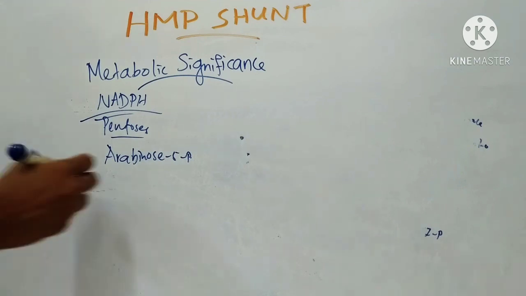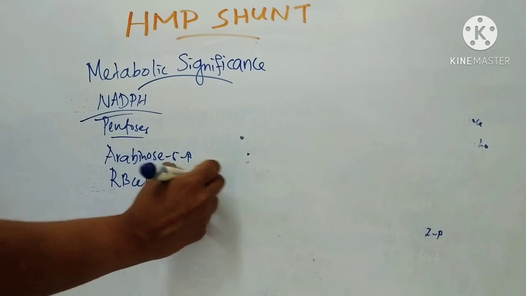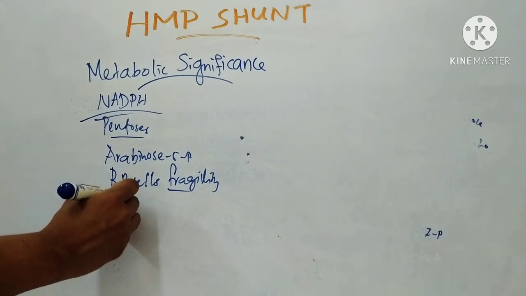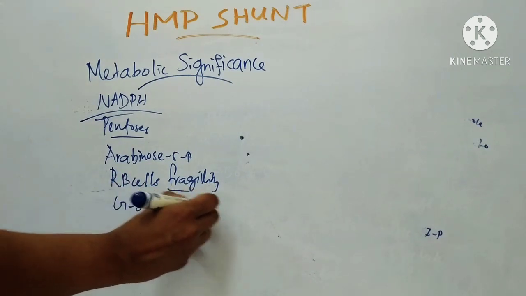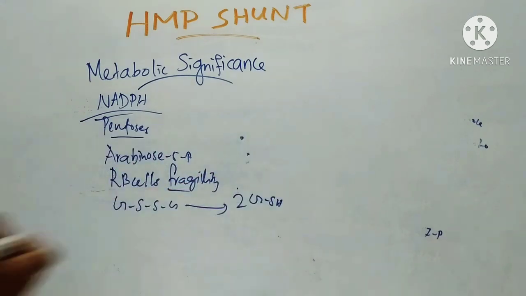Then the role in RBC fragility. The HMP shunt in RBCs provides NADPH. This is for the reduction of oxidized glutathione, GSSG, to reduced glutathione, 2GSH. NADPH is used for the reduction of oxidized glutathione to reduced glutathione by the enzyme glutathione reductase. That is in RBC fragility.